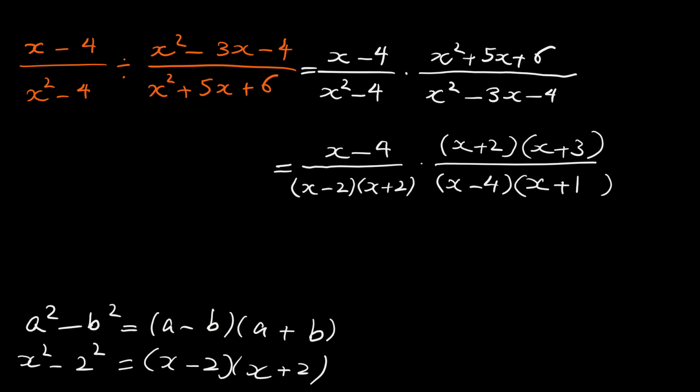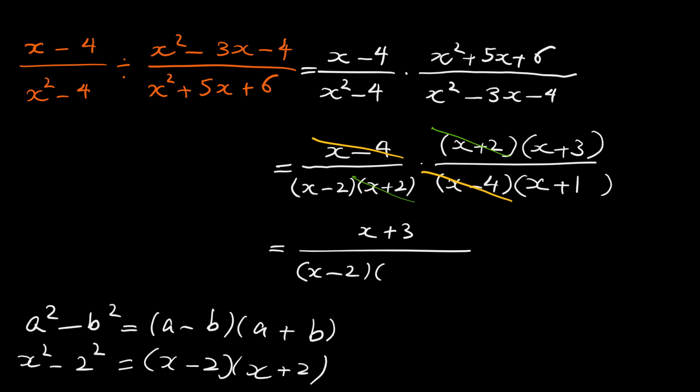We look for common factors between numerator and denominator. If you pay attention, in numerator we have x minus 4, and in denominator also we have x minus 4. We have x plus 2, x plus 2. These cancel. Is there anything else common between numerator and denominator? No, there is no other common factor. So the final answer is x plus 3 over x minus 2 times x plus 1. This is the final answer of this question.